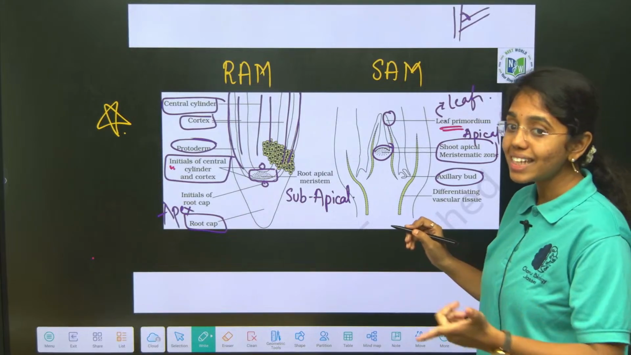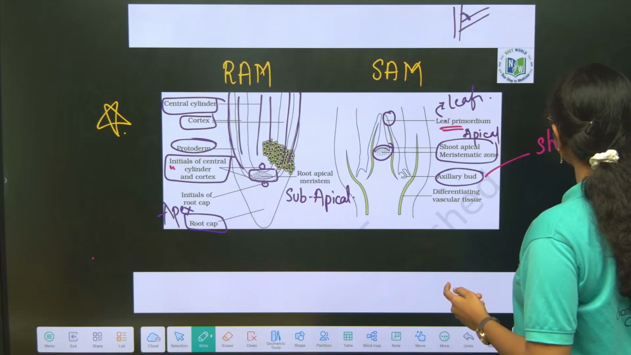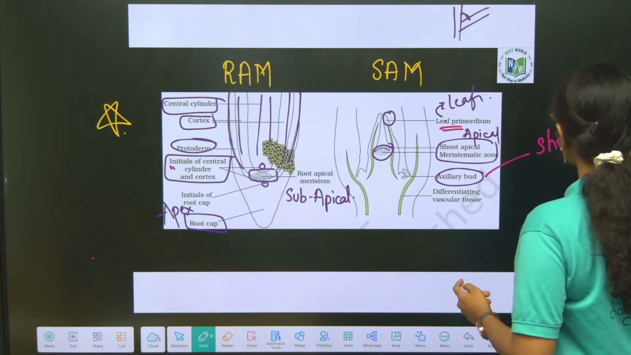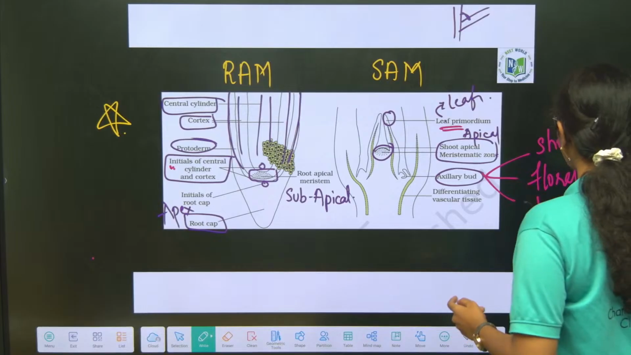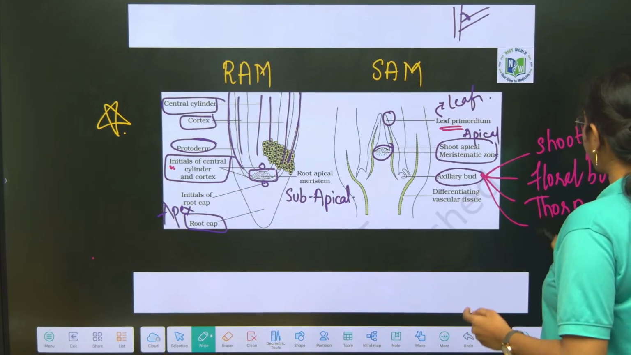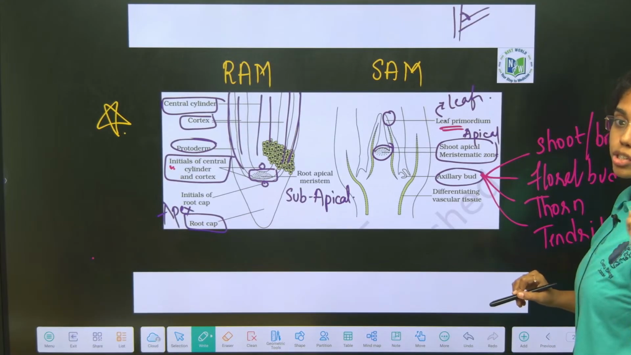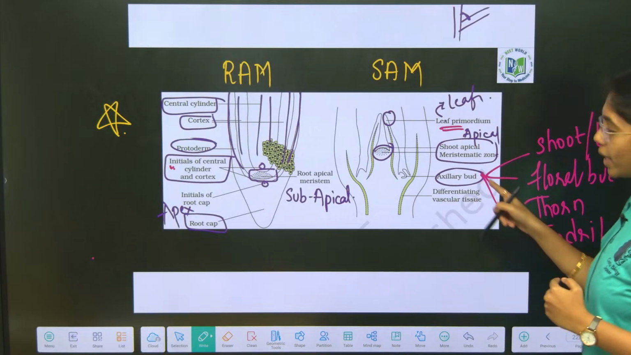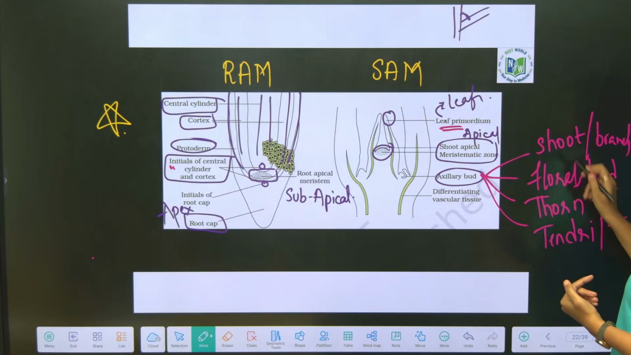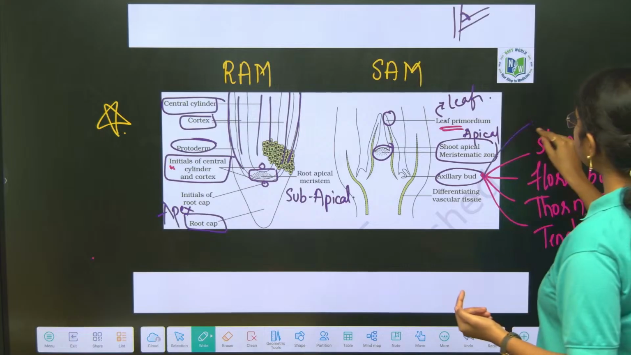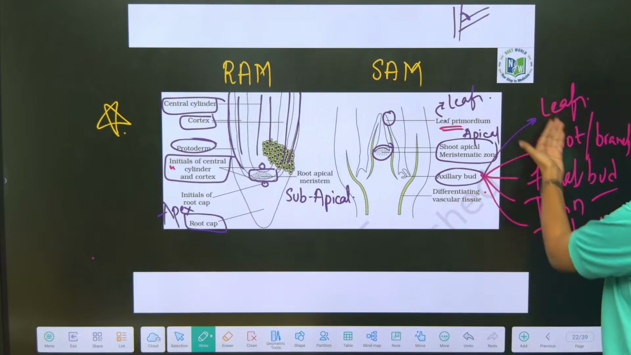Axillary bud. This axillary bud can turn into a shoot or a branch. It can turn into a flower or a floral bud. It can turn into a thorn or a tendril. Remember, in stem modifications, which part is modifying? The axillary bud is modifying. It can modify into a thorn or tendril, it can turn into a floral bud, or a branch, or it can also turn into a leaf. These are the possibilities that the axillary bud can mature into.